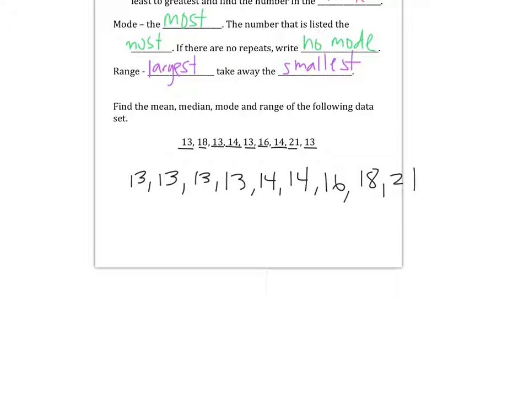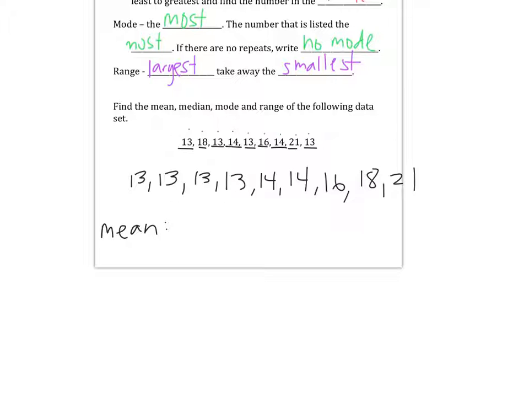So let's start by finding the mean. I'm going to add up all the numbers, and I'm going to grab my calculator and add up all the numbers and then divide by how many total numbers we have here. Well, let's count them. 1, 2, 3, 4, 5, 6, 7, 8, 9. So then we'll divide by 9.